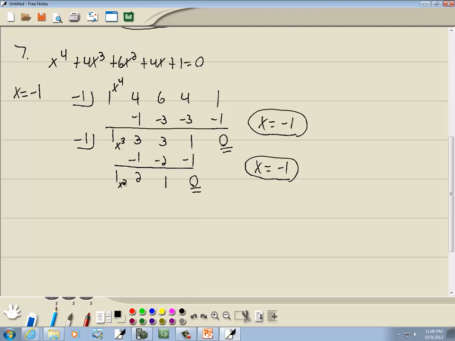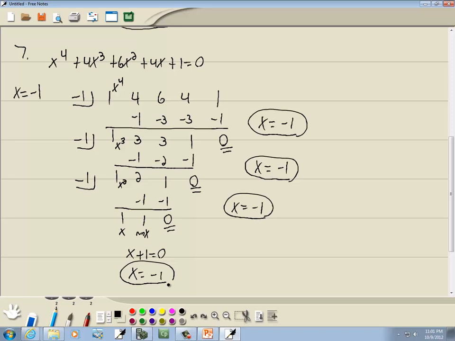Now we're down to x squared. There's nothing saying that negative 1 isn't our third answer, so let's continue on. So add, multiply, add, and we get 0 yet again for a remainder. That means x equals negative 1 is our third answer. Now we're down to the x level, so it's probably just as easy to kick out. So we've got x plus 1 equal to 0, and we solve for x, and we get x equals negative 1. So we got 4 answers, and they're all the same.